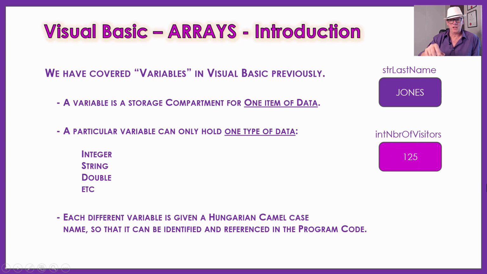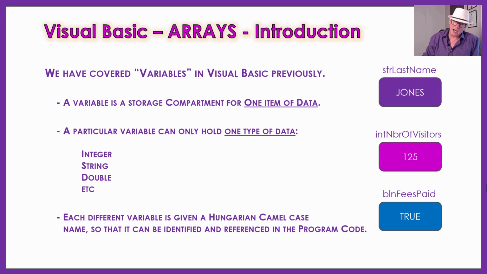We've got our int number of visitors there. That's an integer, just a whole number, in that storage box. And the Boolean fees paid, whether they've paid their fees or not, is a true false data storage box, and that particular one happens to have a true in it.